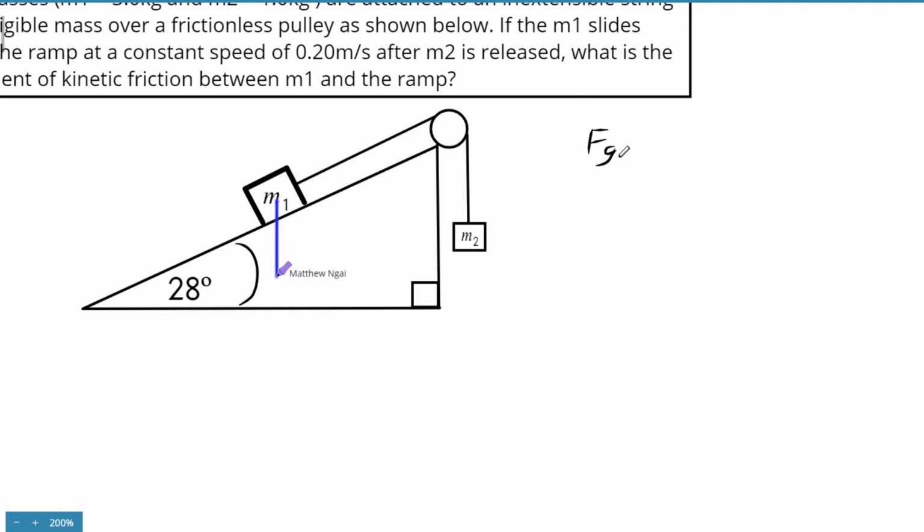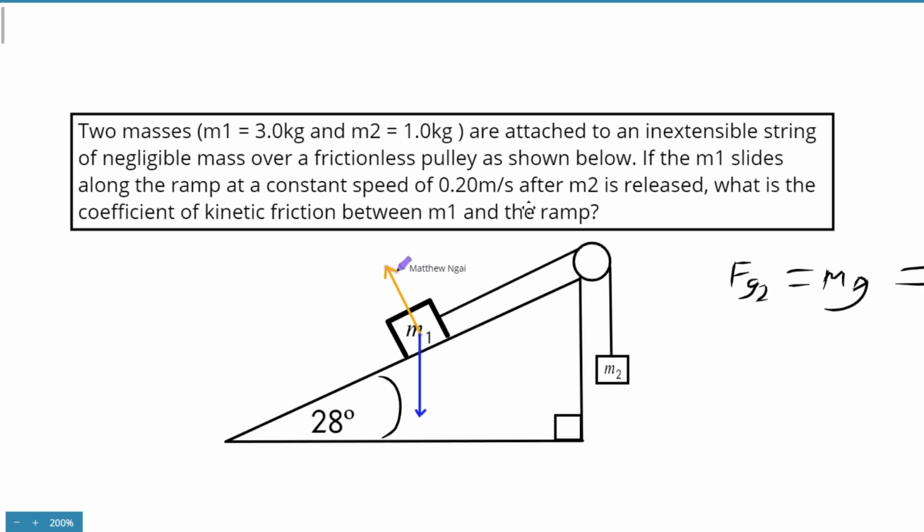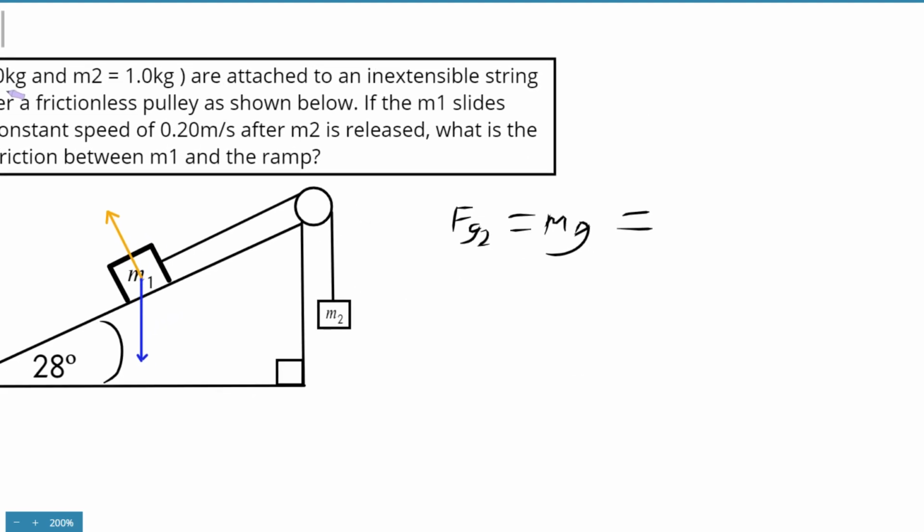Thank you, Matthew. No problem. Let's start with m2. Let's call it Fg2. So that would be mass times gravity. That would be the weight of it. M2, if we look in the question, is 1.0 kilograms.